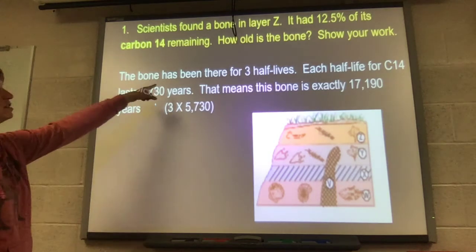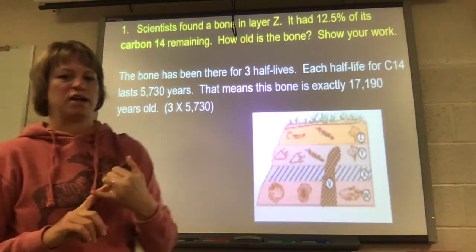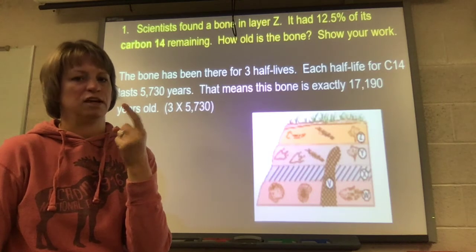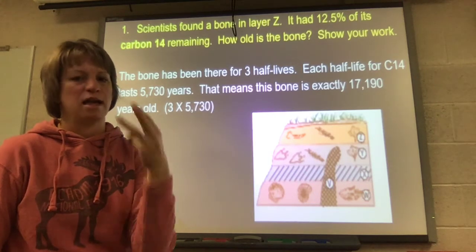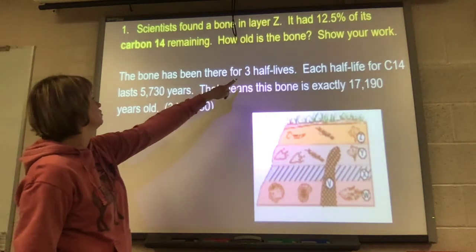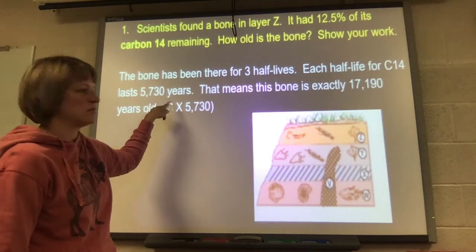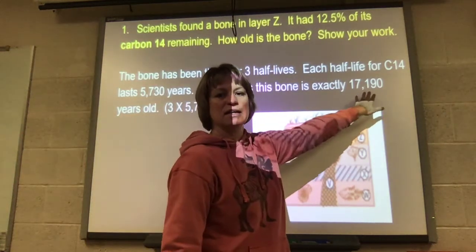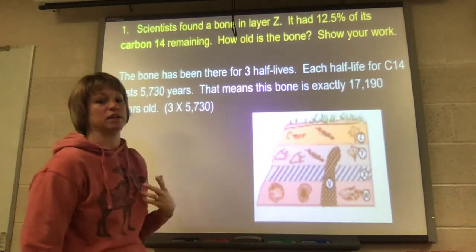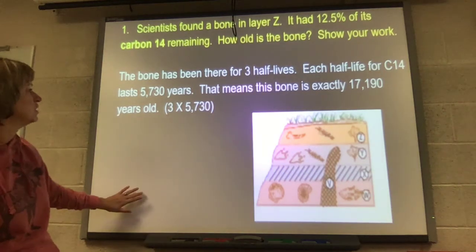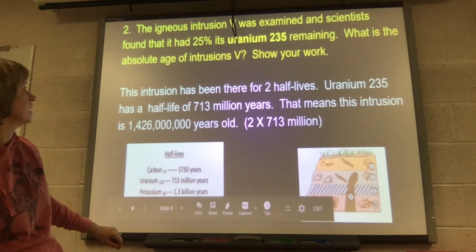Well, here's the first thinking. How many half-lives is 12.5%? Half-life 1 cuts it to 50%, half-life 2, 25%, half-life 3, 12.5%. Then I just take 3 times 5,730, and I get my answer of exactly 17,190. That's similar to what you've done with the flipping chips radiometric dating activity.